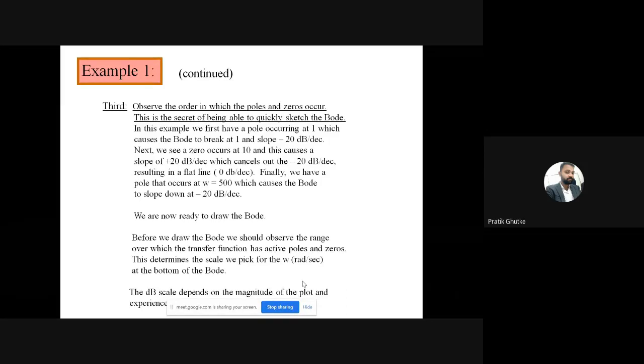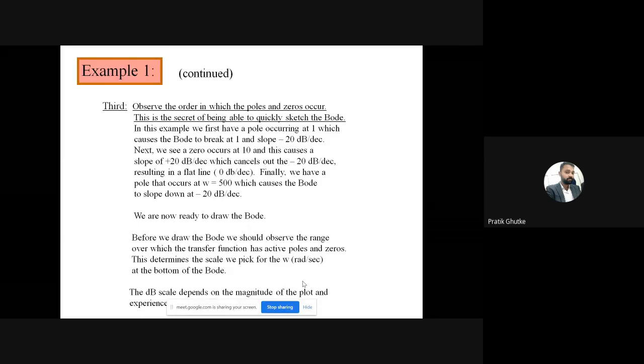Observe the order in which the pole and zero occur. This is the secret of being quick. Now sketch the Bode plot. In this example, we first have a pole occurring at 1.